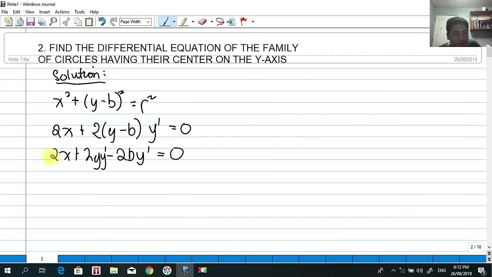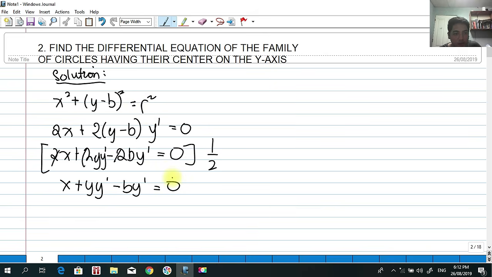So, rearranging the equation. And by the way, we can actually cancel out the 2's here by multiplying the whole equation by 1/2. So we have x plus y y prime minus b y prime is equal to 0. So we have eliminated the first arbitrary constant.